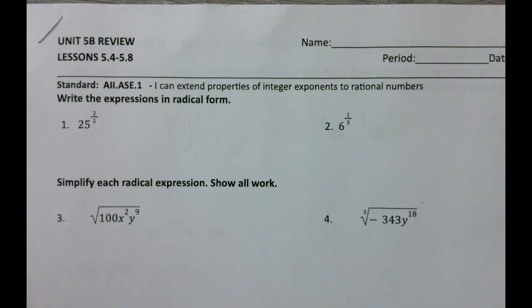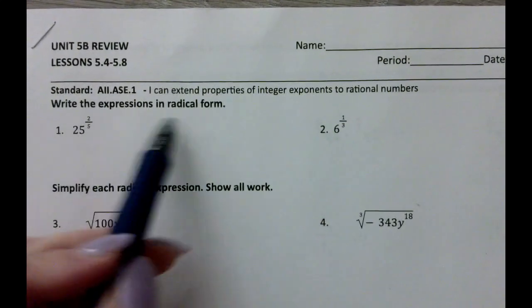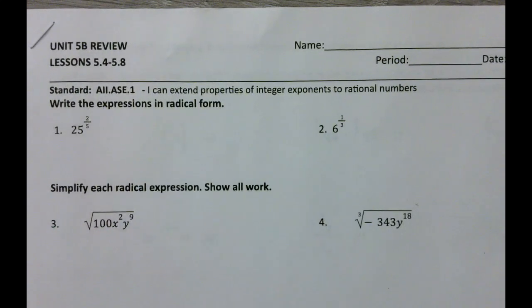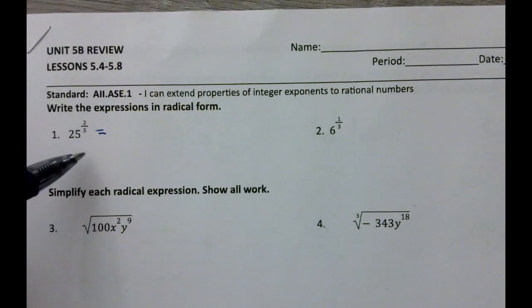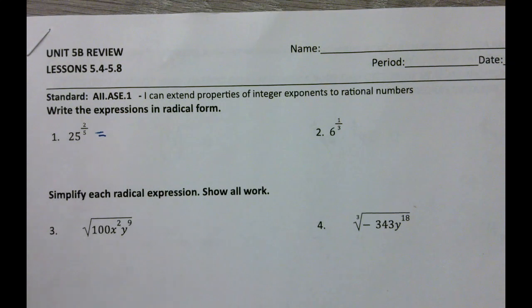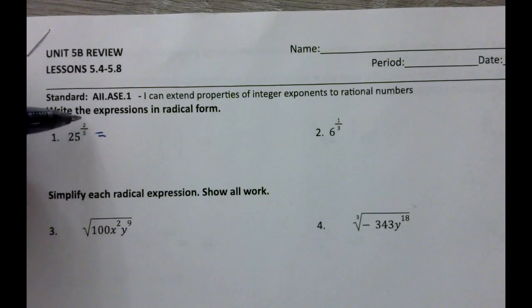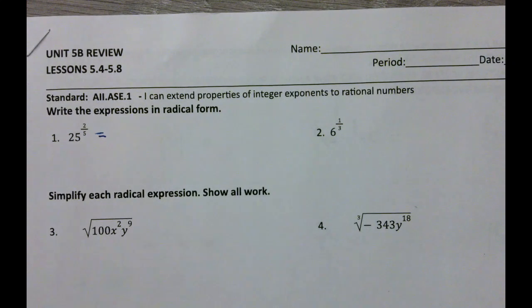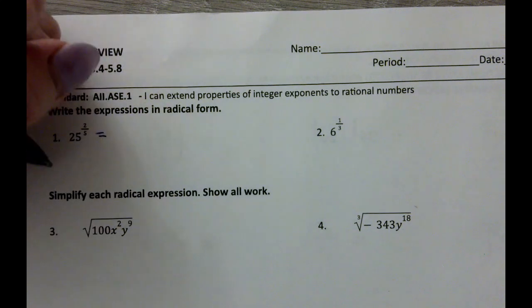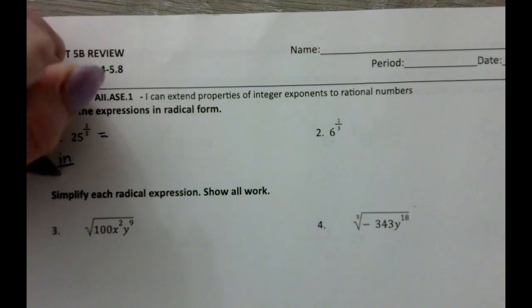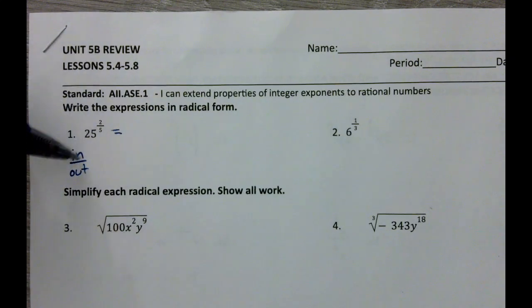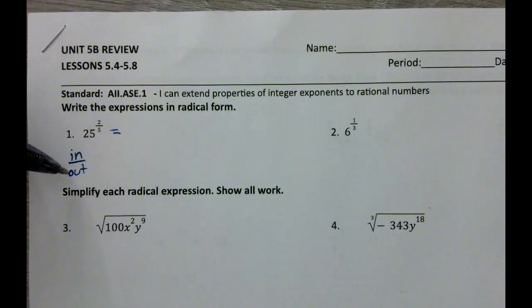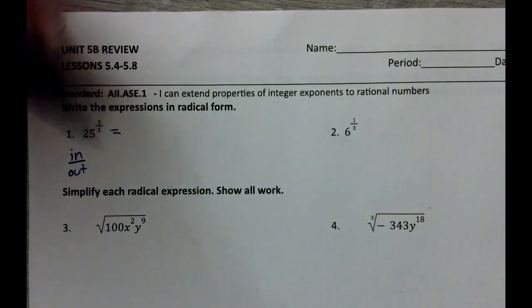Alright, number 1 and 2. Write the expressions in radical form. So this is just switching between different forms. So we have 25 to the 2/5 here. Remember, this fraction means it can be written as a radical. And then remember, the fraction represents in over out. So the number on top goes inside the radical with the base, in this case 25, and the number on the bottom goes outside the radical.